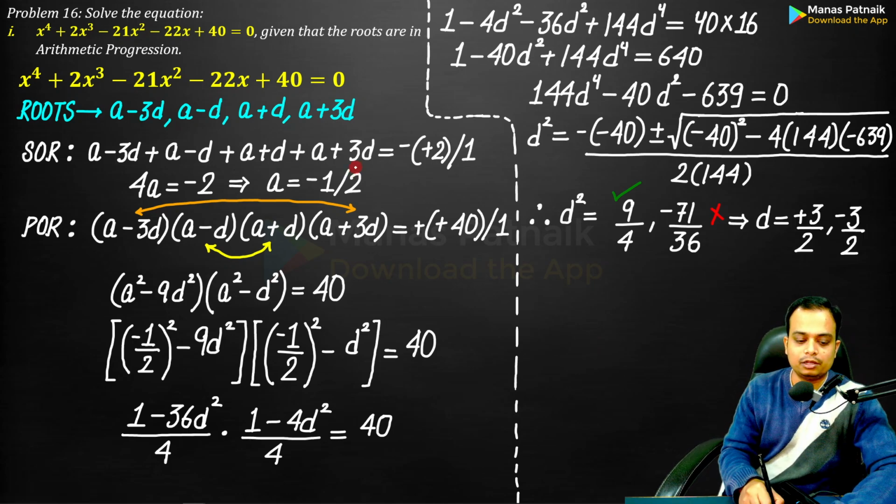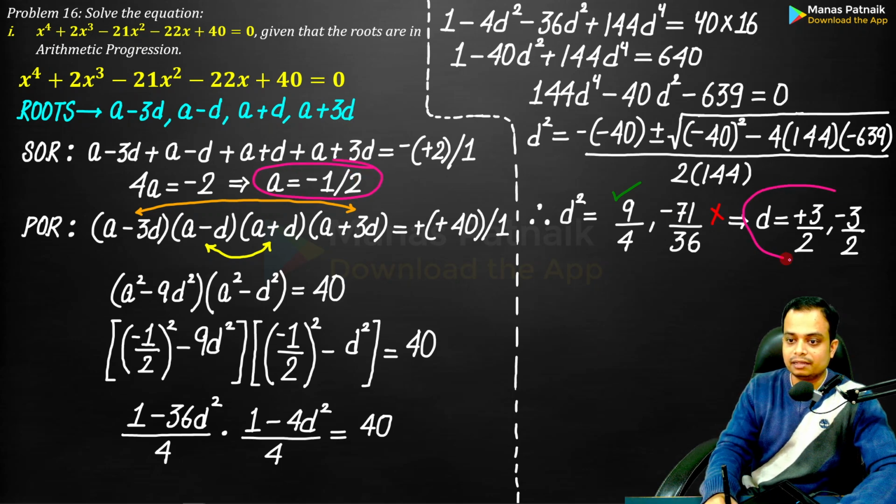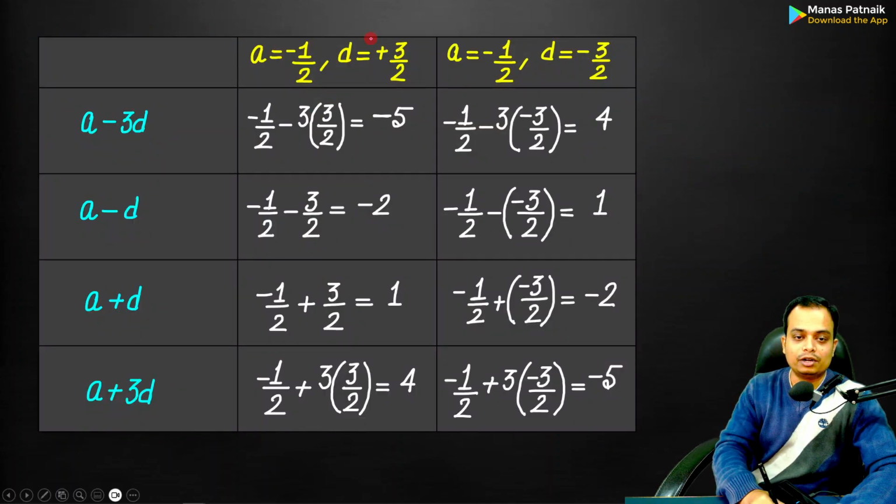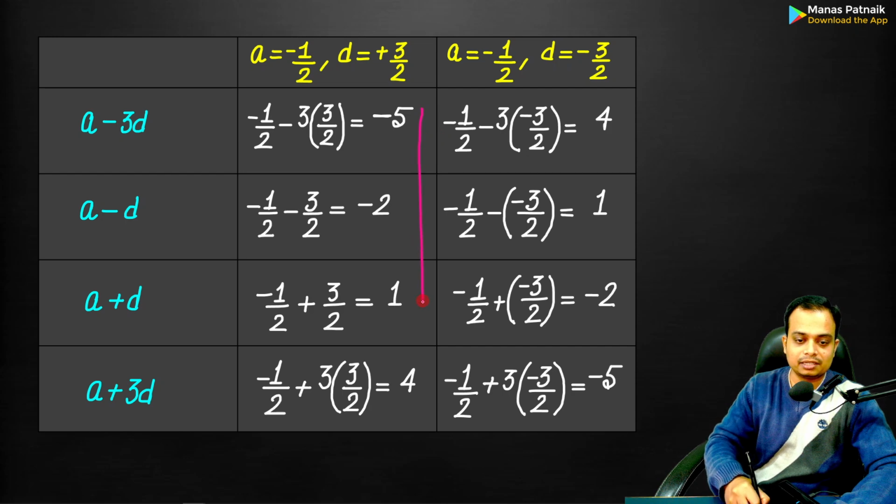Now, sir, you said that once you get the value of a and d, you can finally compute all of these roots. So I have done that in the next slide. Here it is. For d equal to positive 3 by 2, and for d equal to negative 3 by 2, a is equal to negative half, which remains the same in both the cases. I have done the calculations. You can clearly see here, these are the values: negative 5, negative 2, 1 and 4.